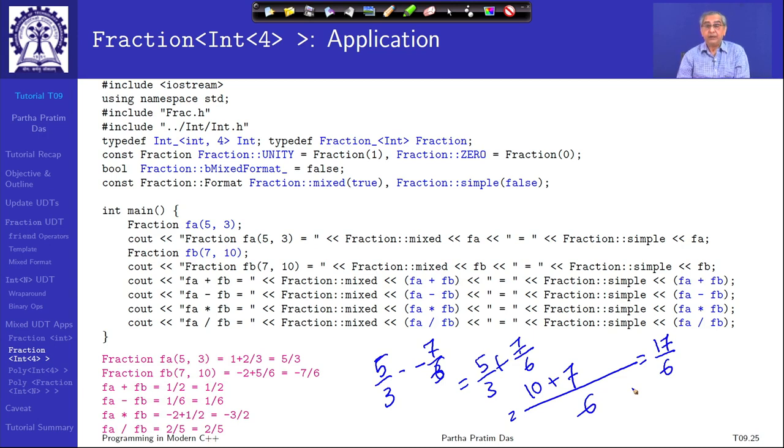6. Now, 17 by 6 goes beyond. So, with wraparound this becomes 1 by 6, 17 by 6. So, that is why this becomes 1 by 6. So, you can see that fraction algebra also gets a new meaning.